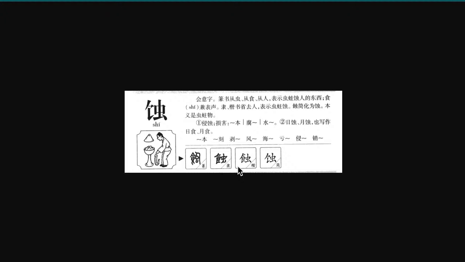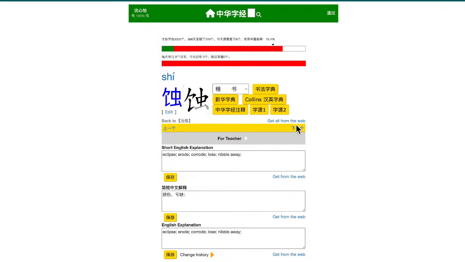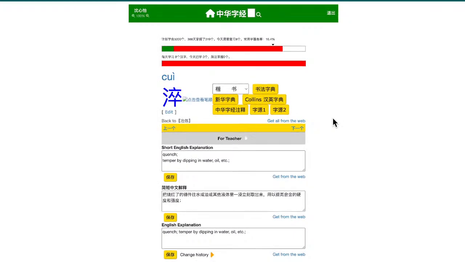Put together, it means crop-eating insects, and they will eat things away, to represent eclipse or erosion or things like that. So this is 时. Next one, 脆.